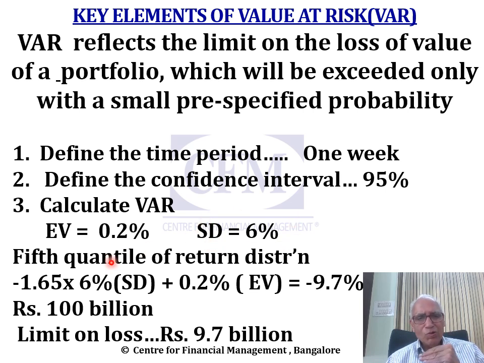So the fifth quantile of return distribution is minus 1.65 multiplied by 6%, which is the standard deviation, plus 0.2%, which is the expected return per week. This works out to minus 9.7%. We work with an absolute figure of 9.7%. If the portfolio has a value of 100 billion, the limit on loss is 9.7% of 100 billion, which is rupees 9.7 billion, which means on a weekly basis the loss is not likely to exceed 9.7 billion with a probability of more than 5%.